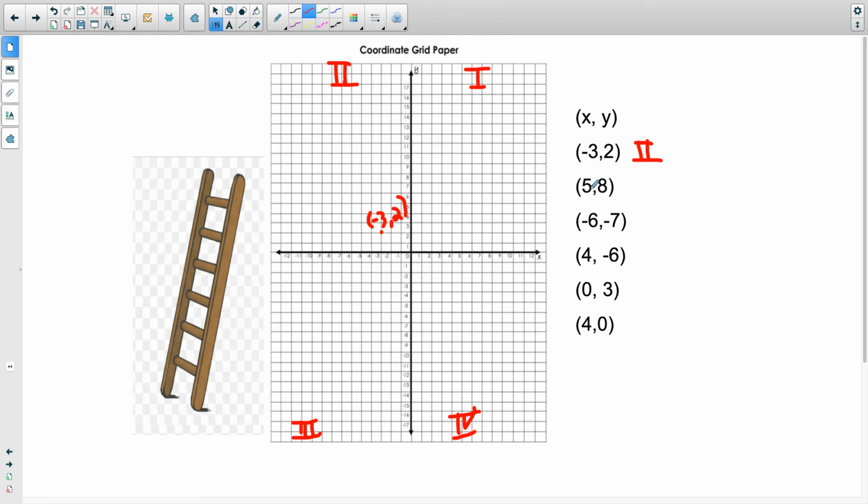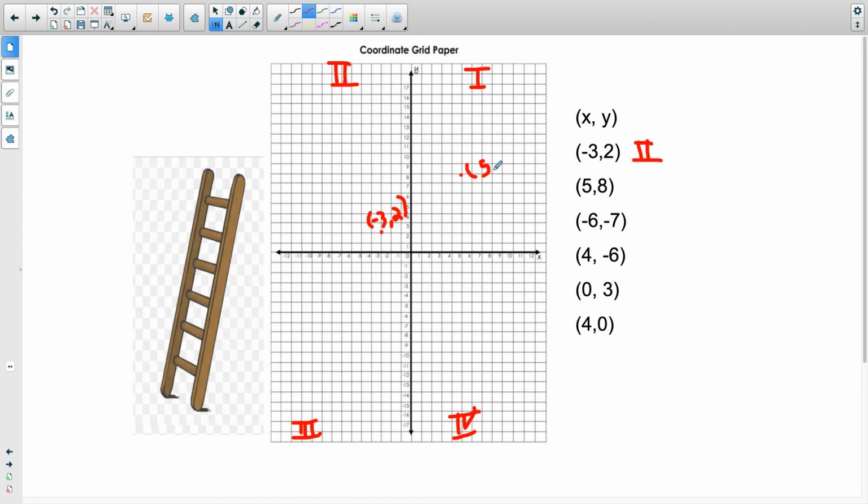Okay, let's graph the second one. 5, 8. I always start at 0, 0. I'm moving 5, 1, 2, 3, 4, 5. I move my ladder 5 places to the right. Then up 1, 2, 3, 4, 5, 6, 7, 8. And that is my spot, 5, 8.